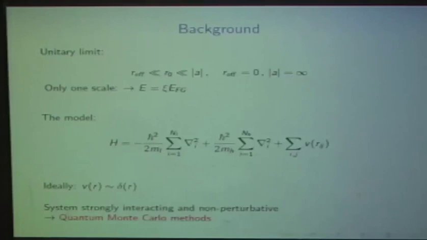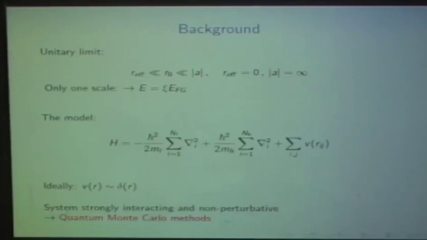So typically, what is the unitary limit? It's the limit where the effective range of the two-body interaction is much smaller than the interparticle distance, which is much smaller than the scattering length. At the extreme, the effective range is exactly zero, and the scattering length is infinite. So we are essentially saturating the scale associated with the length. And then the energy can be conveniently expressed as a factor times the Fermi gas energy.